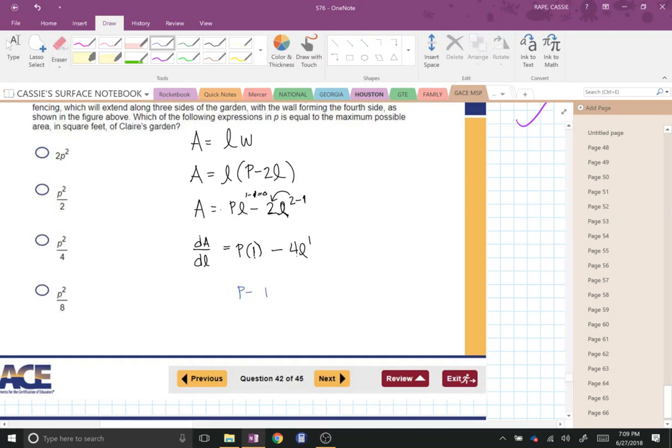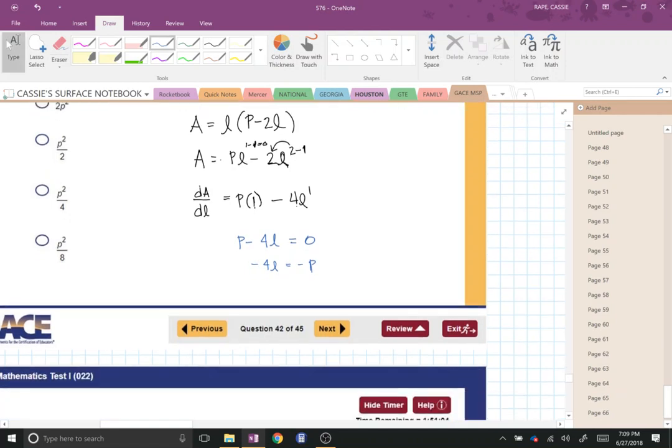P minus 4L. Okay, that is the derivative. Set that equal to 0. That will maximize your area. So I'm going to subtract P. So I have negative 4L is equal to negative P. And remember, P is not a variable. P is just a constant. You don't know what it is. And I'm going to divide by negative 4.